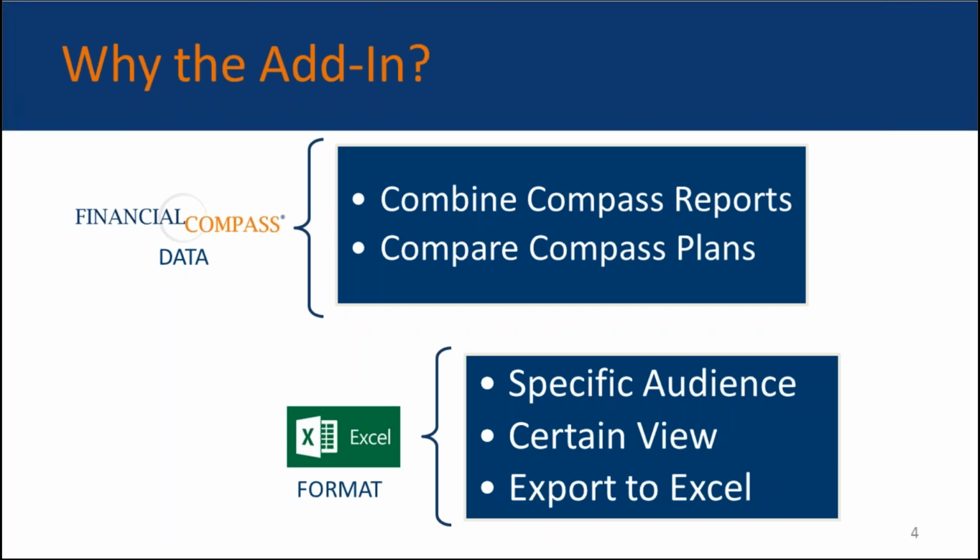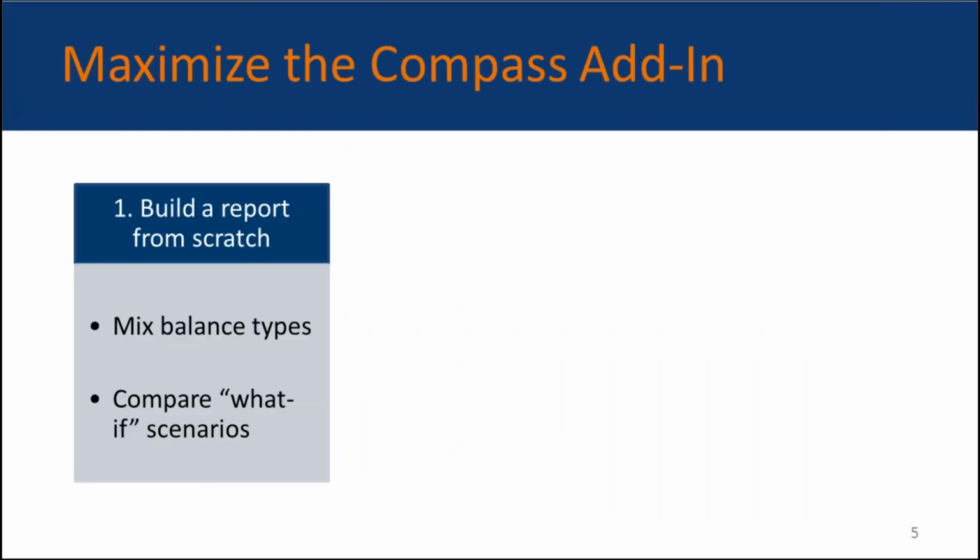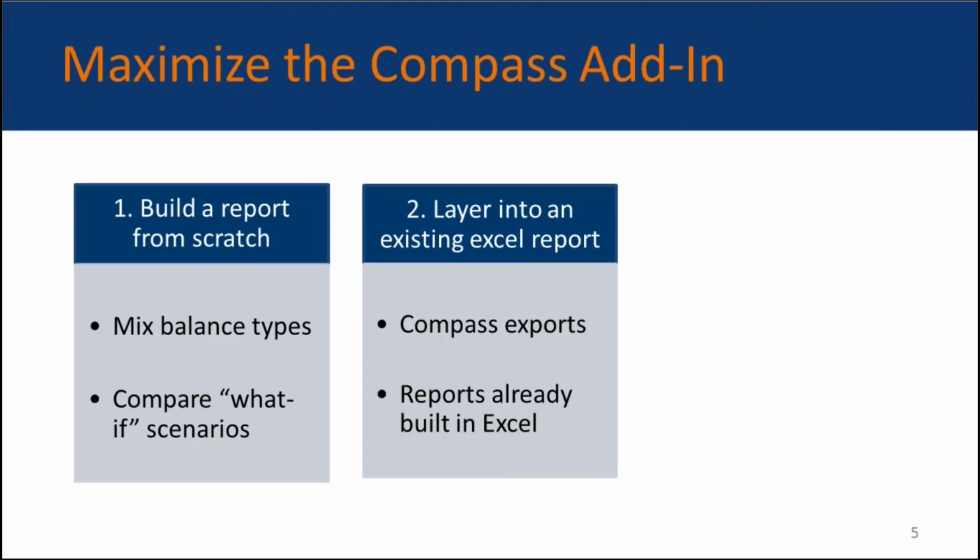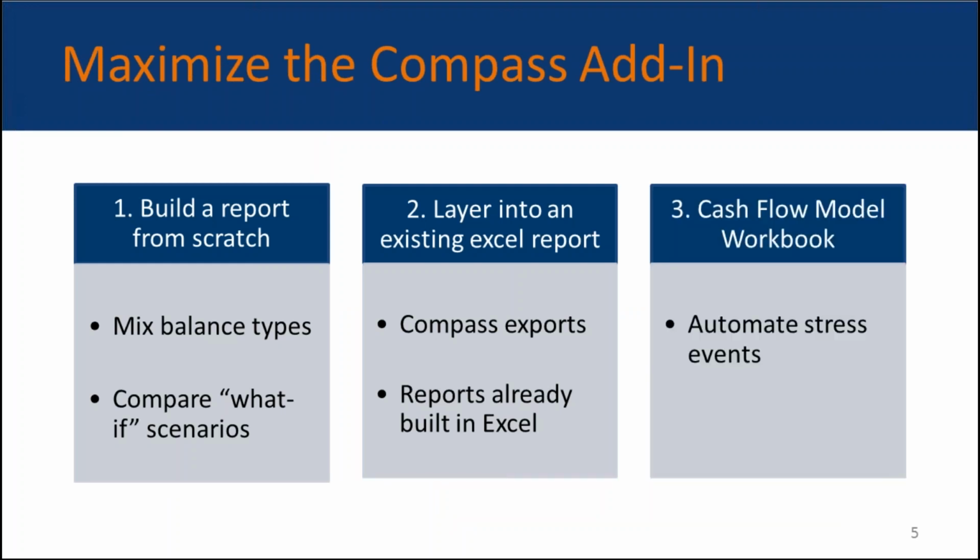You have an audience, they're accustomed to a certain view, and you want to make sure you're presenting in that view. So you already have all of those reports formatted, ready to go, but the data's not fresh. You're exporting the same reports from Compass each month, and you'd really like a way to get that automated. So that is just what we're going to do today. We're going to build some reports from scratch, show how we can mix balance types, mix some data, compare some what-if plans. Can we layer the Excel add-in into some existing reports you already have built? And lastly, we're going to take a look at the cash flow modeling workbook. Is there a way we could potentially automate some of your stress events?